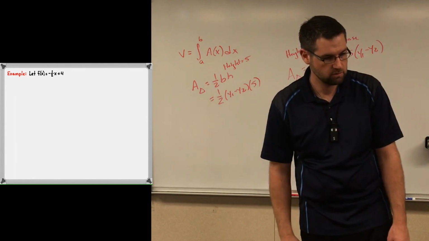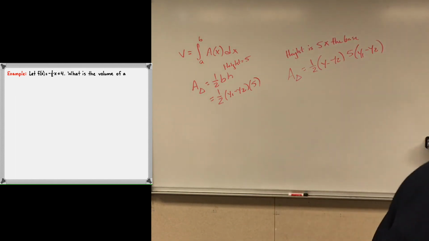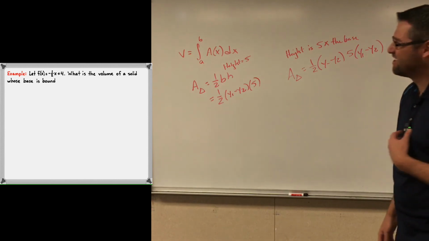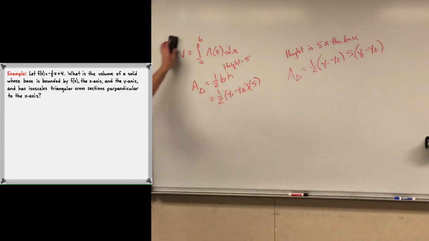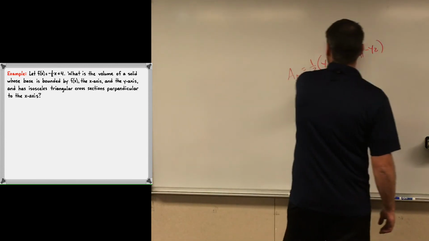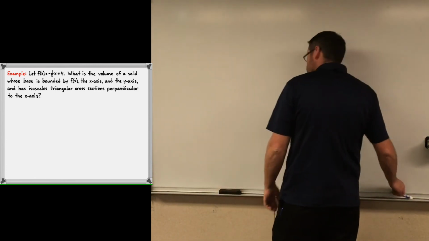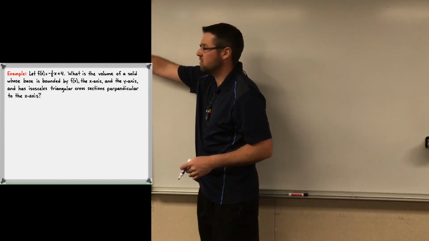Try this one. Oh, new equation. Let f of x equal negative 1/2 x plus 4. What is the volume of the solid whose base is bounded by f of x, the x-axis, and the y-axis? Why should it be a triangle? What is the base shape? Triangle, because why? Not because of the cross sections here.